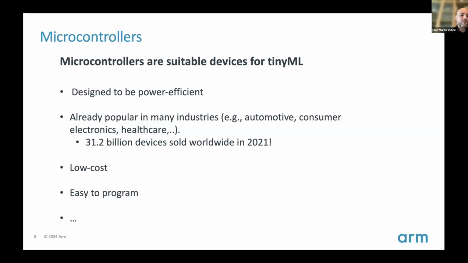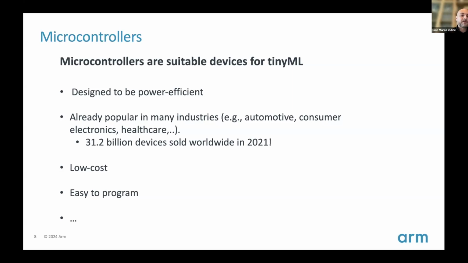But probably the most interesting aspect is the fact that microcontrollers are already deployed everywhere in many industries: automotive, consumer electronics, healthcare, agriculture. And here I have reported an impressive number: the number of microcontrollers sold worldwide in 2021 was 31.2 billion devices. Imagine if we could have ML on all of these devices. Does the technology scale? Probably yes, right? And trust me, this is absolutely doable.